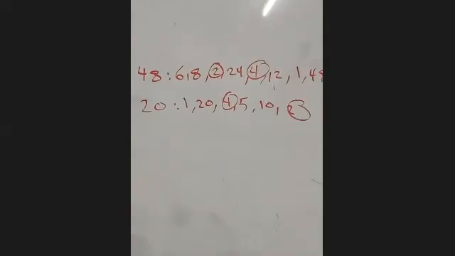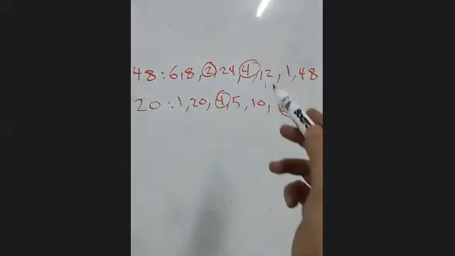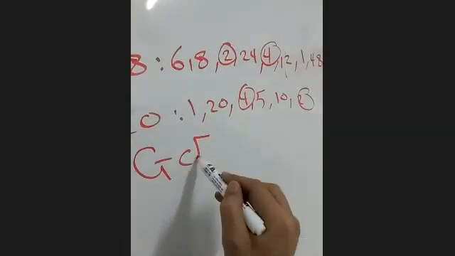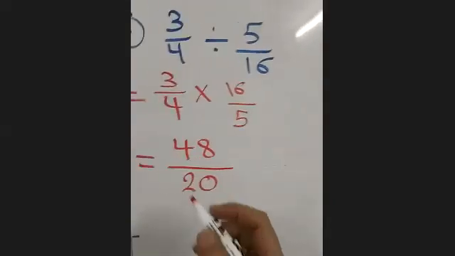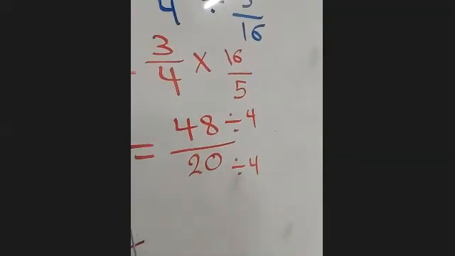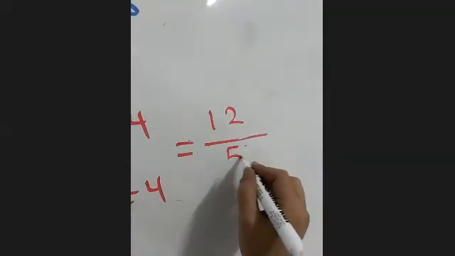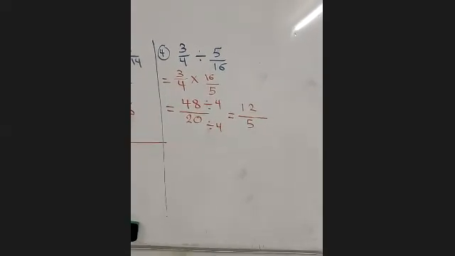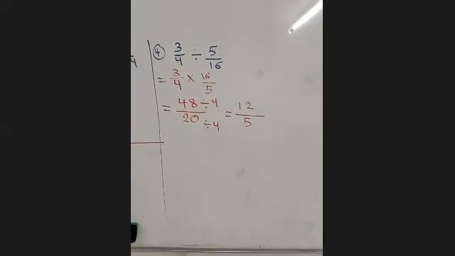So we have 2 and 4. The 4 is the greatest common factor, the 5 is not here, the 20 is not here, the 10 is not here. So the GCF is 4, right? So we'll divide up and down by 4 to make it simplest form. 48 divided by 4 equals 12, 20 divided by 4 equals 5. So the simplest form of 48 over 20 is 12 over 5, right?